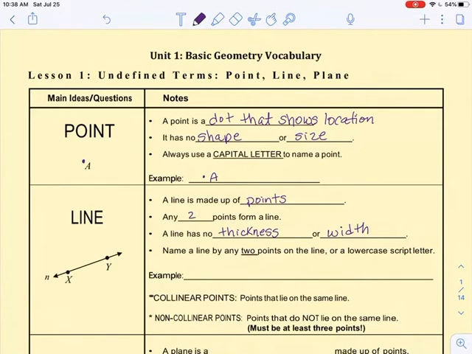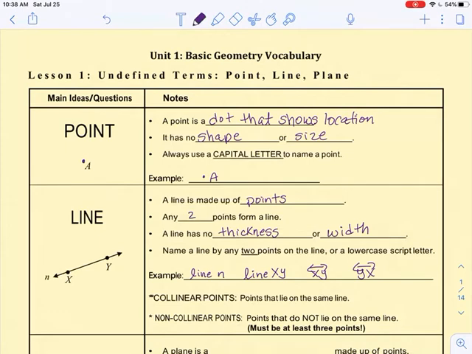And we name a line by any 2 points on the line or by the lowercase script letter that's next to the line. So if we're looking at this line over here, I can name this line N, and I'd have to write out the word line N. I could call it line XY, using the 2 points that make up the line, usually written as XY with a little line above it. I could also call this line YX. That's the same exact thing. It does not matter the order of the letters.